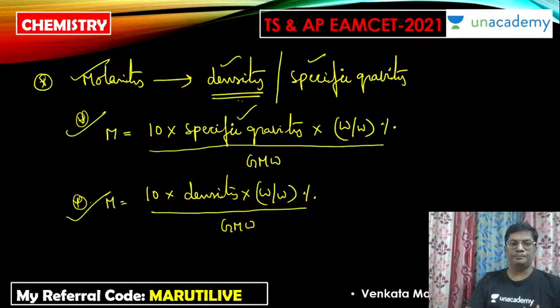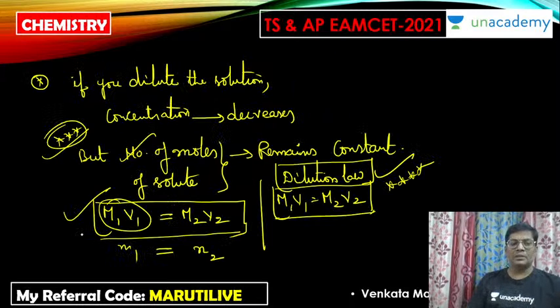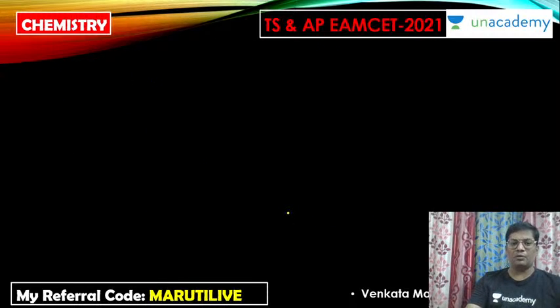So if you want to calculate the molarity by using density and specific gravity, you can calculate the molarity by using these two formulas. Otherwise, if you have weight volume percentage, this is the formula. This is the dilution law. M1V1 is equal to M2V2 is the dilution law.